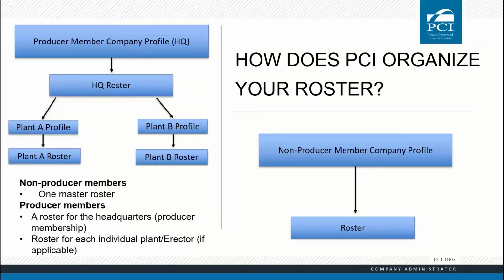For producer members, there is a hierarchy to the roster management. The headquarters location holds the producer membership. In the headquarters roster, the admin will see all headquarters employees and a listing for each PCI certified plant or certified erector. Each of these certified plants or erectors have their own rosters that can be accessed by clicking on the plant or erector name. Each plant or erector should have their own company administrator that manages their roster. One person can be the admin for multiple locations.